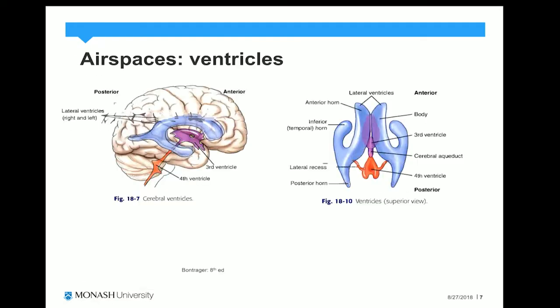And then this is a superior view where we have the lateral ventricles, and here you can see it has anterior horns and then temporal horns and posterior horns. And here we've got the third ventricle and the cerebral aqueduct and then the fourth ventricle.